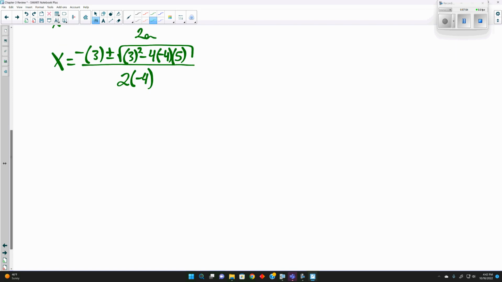Now we just need to simplify. So our first part, negative 3, is just negative 3, plus or minus. The denominator, 2 times negative 4, is negative 8. Square root. I would plug everything inside that radical into a calculator.